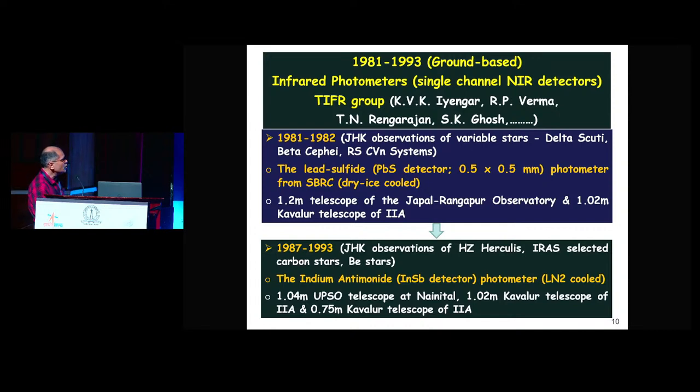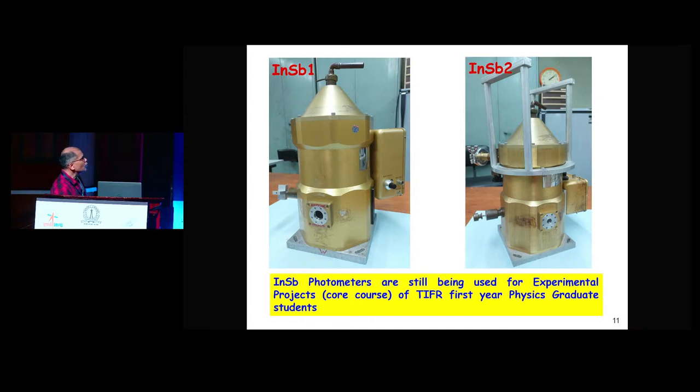Then in the late 80s, we moved to the single-channel indium antimonide detector, because in 1983 there was the launch of the IRAS infrared satellite, and a lot of follow-up observations were carried out with this detector, which was liquid nitrogen cooled. It was used in various telescopes like the 1 meter UPSO, Rangapur Observatory, as well as Kavalur and so on. These indium antimonide detectors are still maintained by us in our lab, and are used for experimental projects for first year PhD students for their experimental coursework.